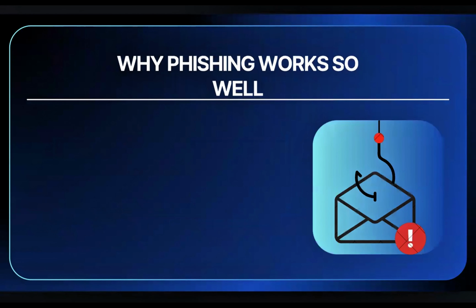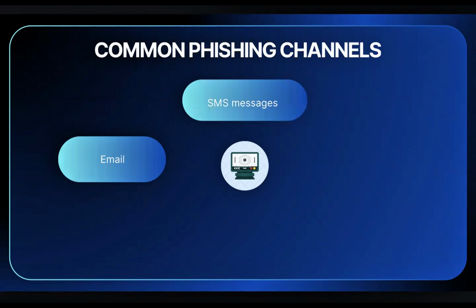Now, what are the common phishing channels that we have? Phishing attacks reach victims through familiar channels. One of them is email, and email is the most common channel. SMS messages are also widely used. Also, phone calls are used for direct interaction, and social media messages are increasingly becoming very popular.